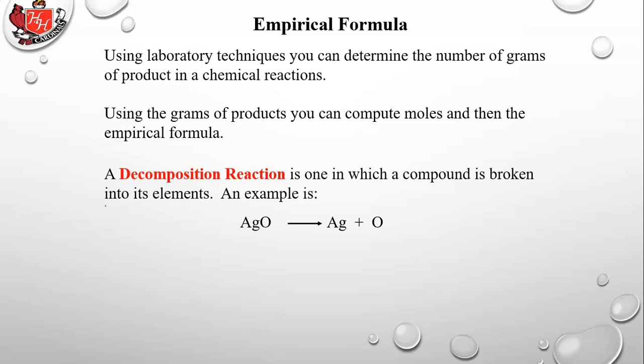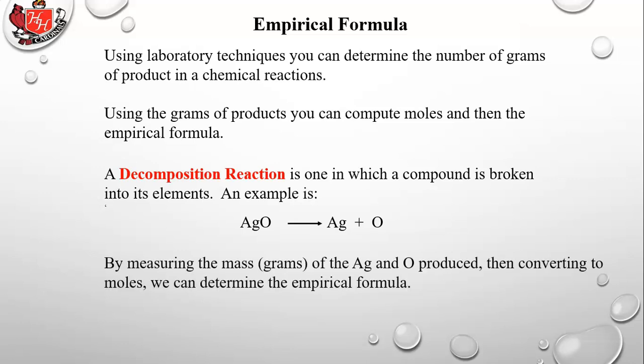So, a decomposition reaction is a reaction where a compound is taken apart and broken into its elements. That's one of the 5 basic types of reaction, which we'll talk about at a later time. But at this point, this is what a decomposition reaction is: one in which the compound is broken into its elements. An example is silver oxide being broken into silver and oxygen.